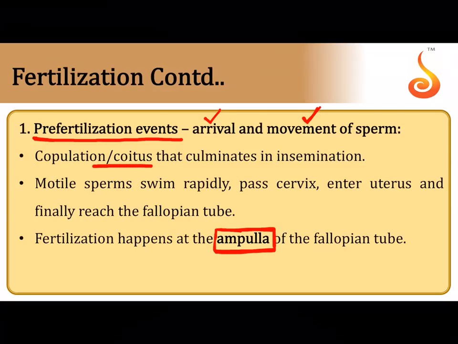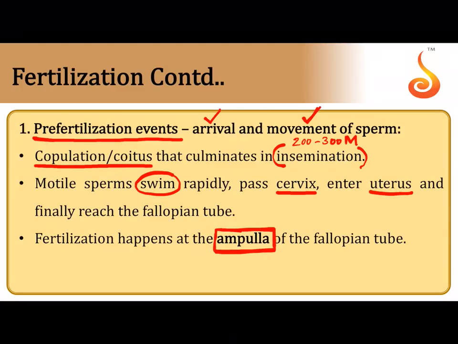So during sexual intercourse or copulation or coitus, we had discussed that there is insemination. If you remember, about 200 to 300 million sperm are inseminated or ejaculated into the female reproductive system, isn't it? Now, these motile sperm will swim rapidly and they will pass the narrow region of the uterus, which is the cervix. They enter the uterus and finally they reach their destination, which is the fallopian tube. And which part of the fallopian tube? The ampulla.